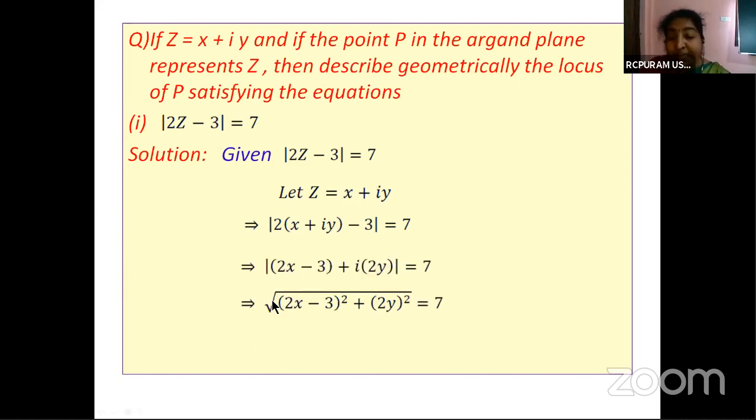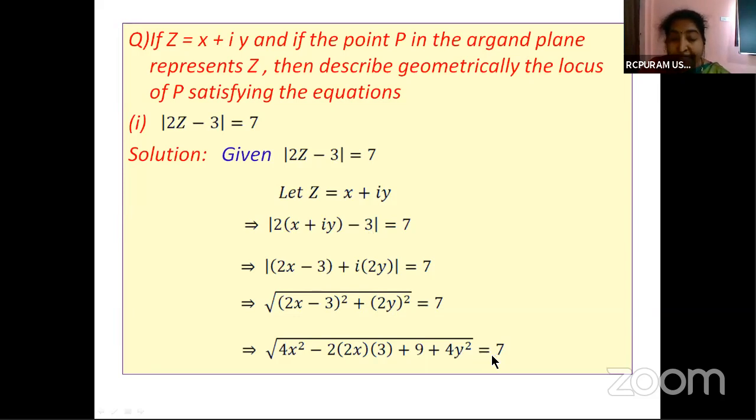Right. Modulus is root of real part square plus imaginary part square. So you have it as root of (2x minus 3) whole square plus (2y) whole square is equal to 7. We'll expand this, children. The first bracket is telling you (a minus b) whole square, isn't it? So we will take it as 2x whole square, which is 4x square, minus 2 into 2x into 3, plus 3 square is 9, plus 2y whole square is 4y square equal to 7.